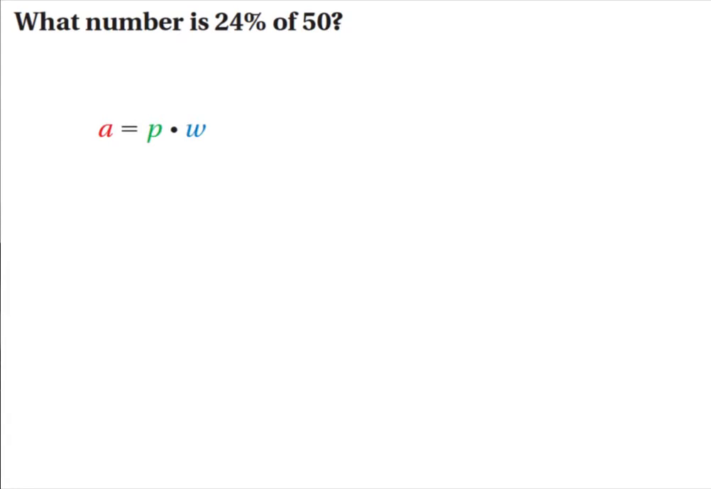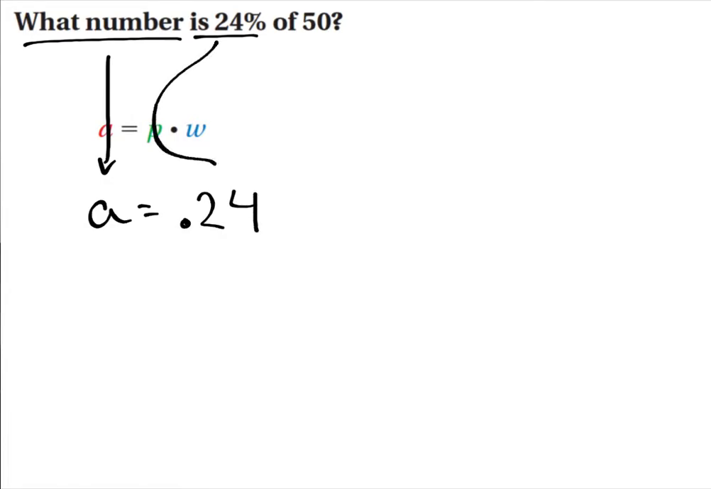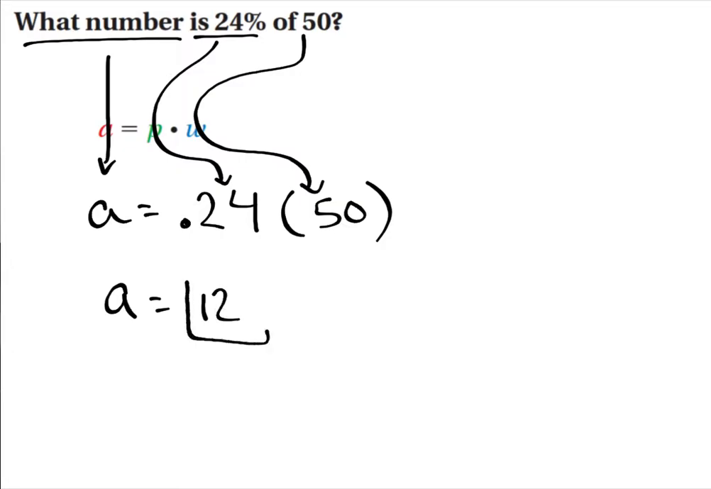What number is 24% of 50? Now what number, we don't know, is 24%, written as a decimal, of 50? This one is already solved for A, the part. So we just need to multiply 0.24 times 50, and we get 12. So 12 is 24% of 50.